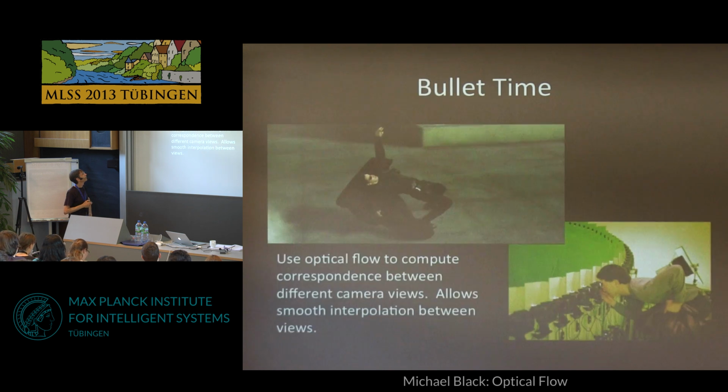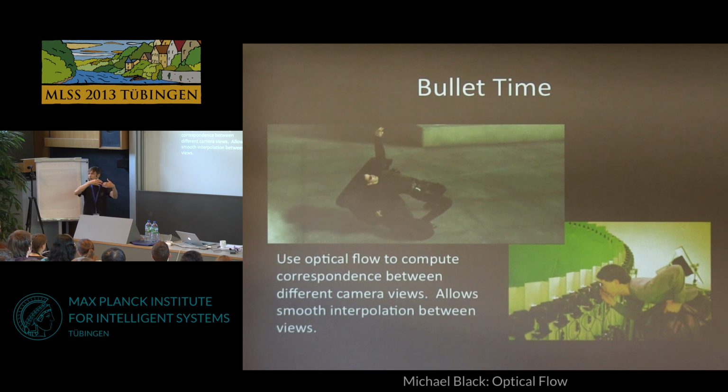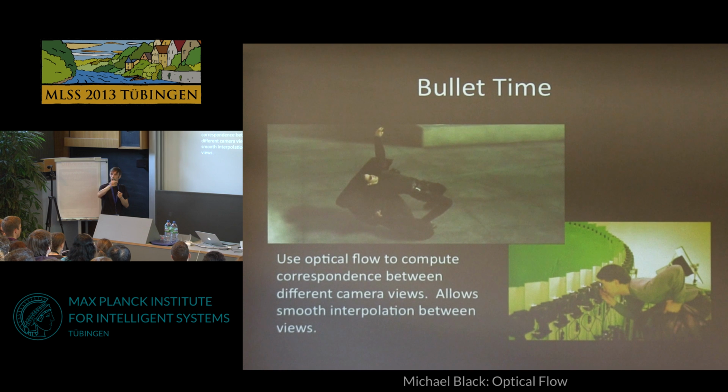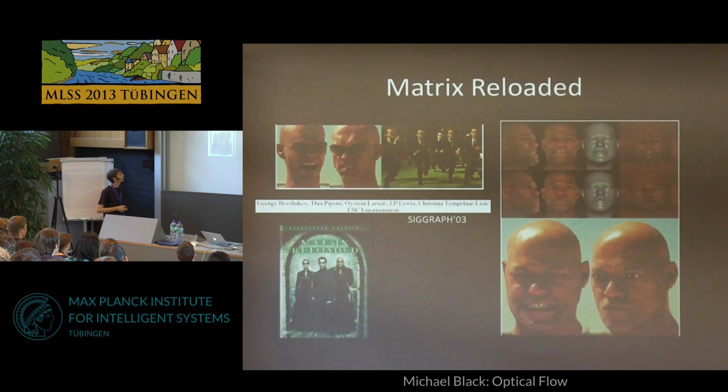But whatever. Another movie that used optical flow heavily, you've probably seen, is The Matrix. For the bullet time sequences, they shot actors from many cameras, and then they computed the optical flow between the views of the cameras, and over time, and then they were able to interpolate any point in space and time fairly realistically.